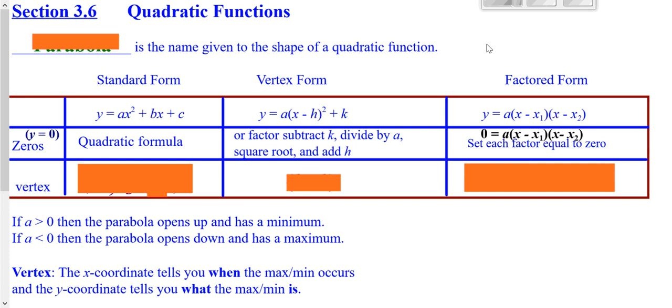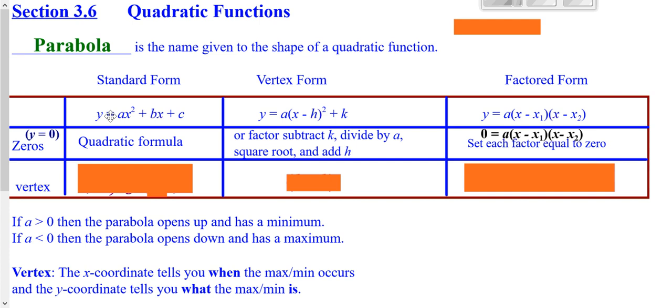We're going to look at quadratic functions. Now, the name given to the shape of a quadratic function is a parabola. It's kind of a U shape. Now, there's different versions of the quadratic function.